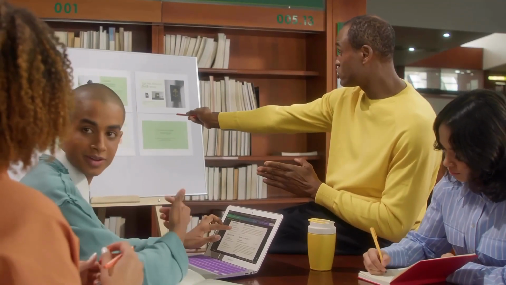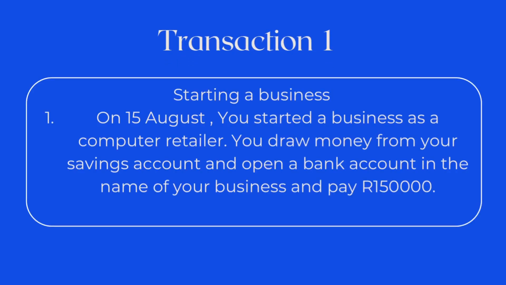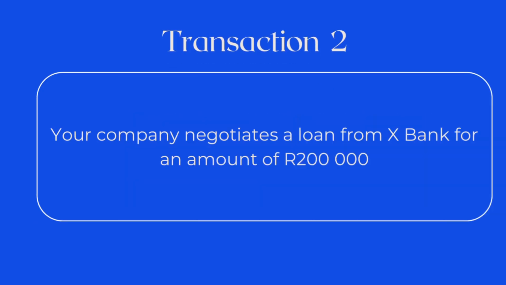Let's do some examples with these two transactions. Let's say you're starting a business. On the 15th of August, you started a business as a computer retailer. You draw money from your savings account and open a bank account in the name of your business and pay 150,000. In the second transaction, your company negotiates a loan from X Bank for an amount of 200,000.